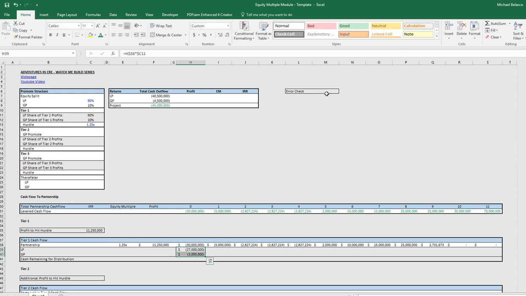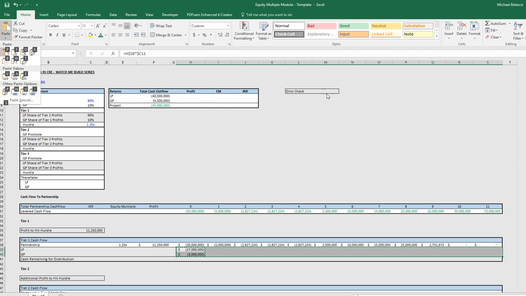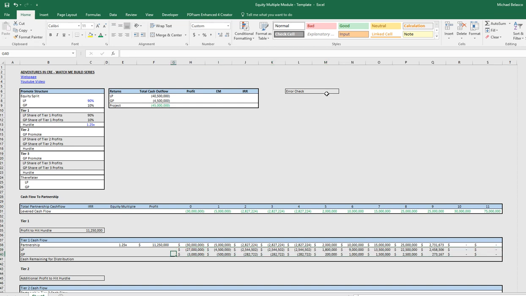And so you'll see now as we hit Control-C, hold Shift-Control, hit the right arrow, let go of Control, the left arrow again, Alt-H-V-O. And that'll have split, and you'll notice we're locked in up top here, but our partnership cash flow is following us along, and it's locked in the row. So as we copied down from LP to GP, that did not follow.